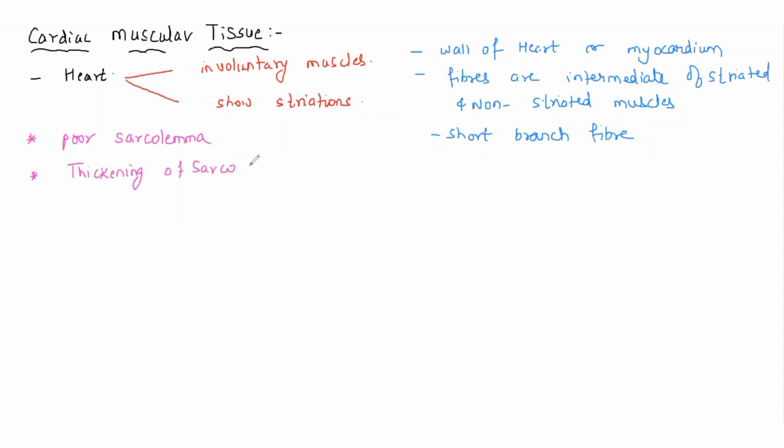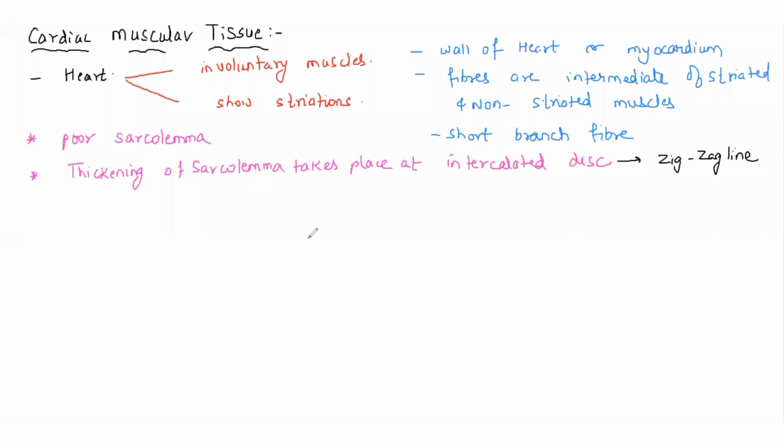Thickening of sarcolemma takes place at the intercalated disc. So there is something called intercalated disc formation. The sarcolemma condenses there and forms the intercalated disc. How does this intercalated disc appear? I can say it appears like a zigzag line. So when I draw the diagram, you will understand more clearly.